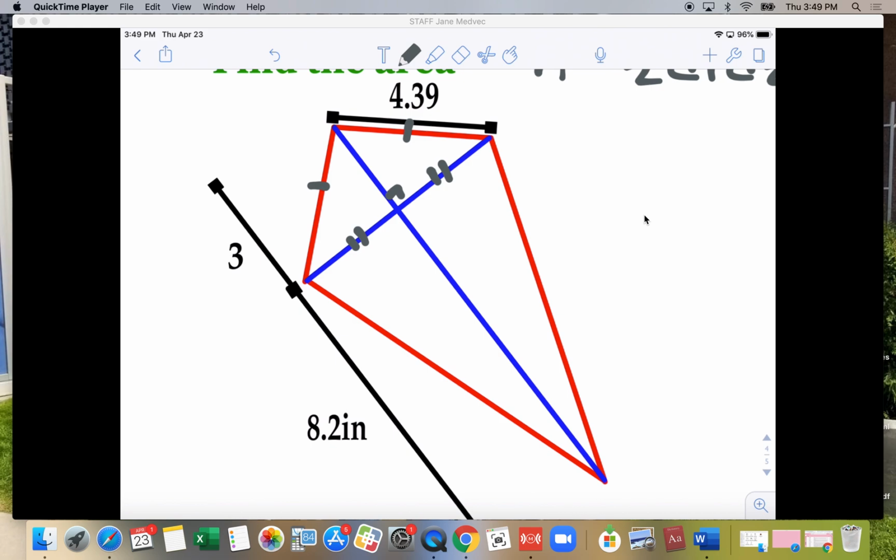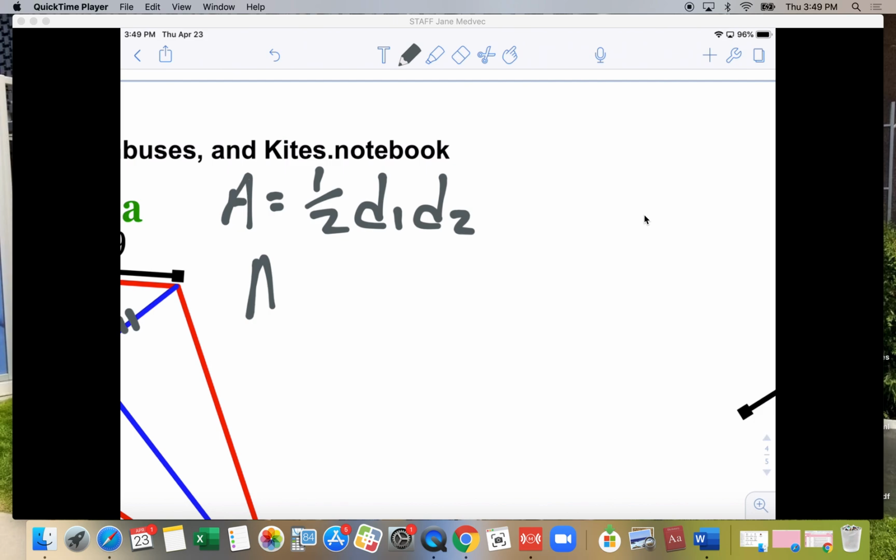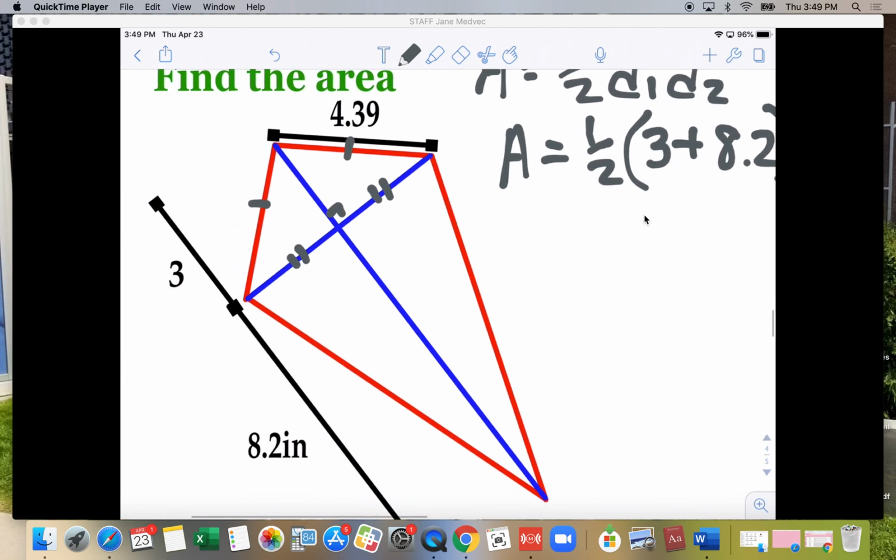You're going to notice outside they give you one of the diagonals. The diagonal is 3 and then 8.2. So I'm going to say area equals 1/2, D1 would be 3 plus 8.2. And again, it doesn't matter what you call diagonal 1 or diagonal 2. What we need to do next, though, is find this diagonal.